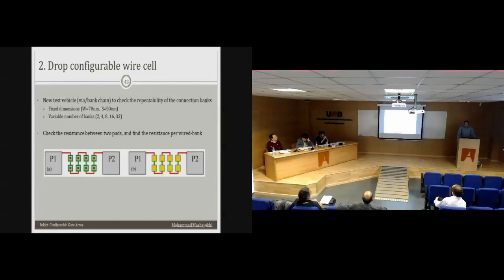We also designed other test vehicles for checking the repeatability of the connection banks. We designed some series of these wire banks, 2, 4, 8, 16, and 32. And the idea is to leave drops on top of all of those banks and check the resistance between two paths.